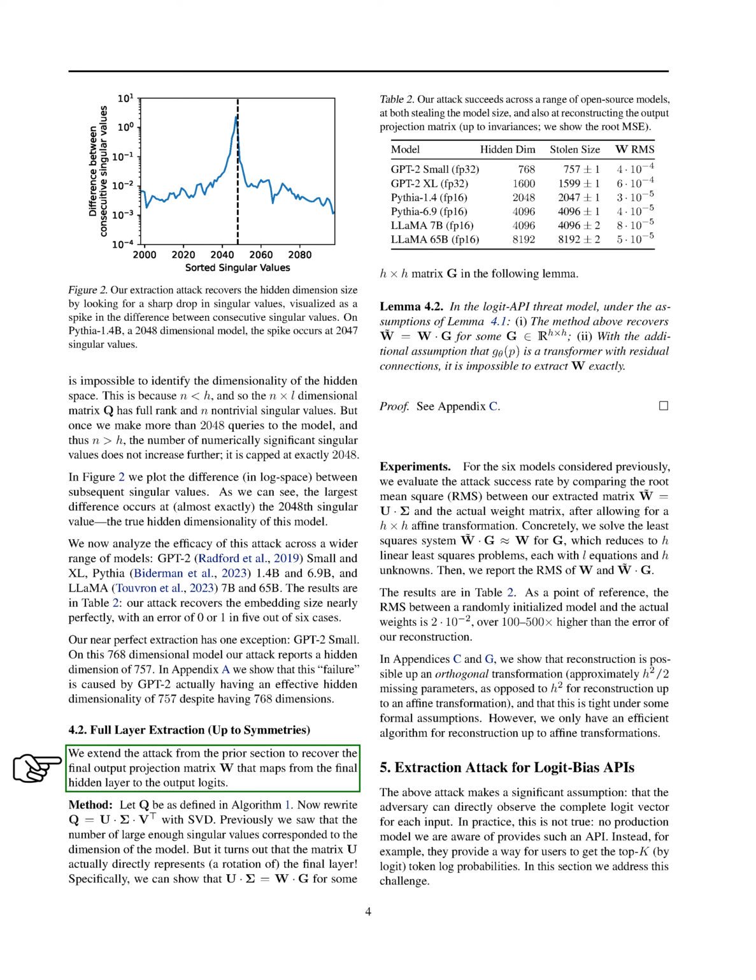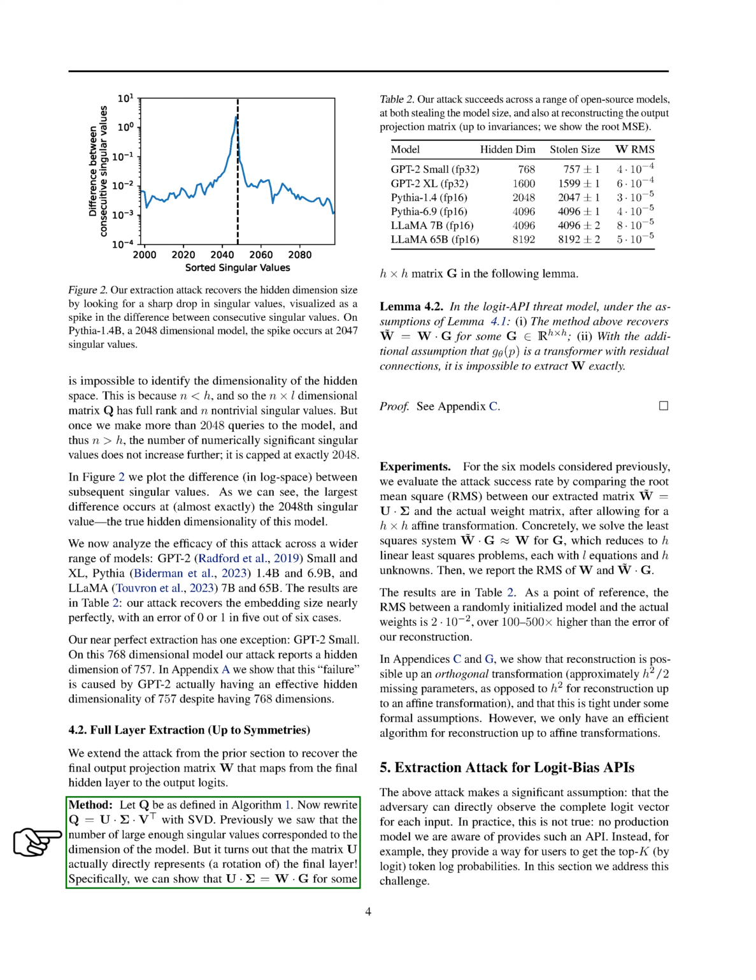Section. Full layer extraction, up to symmetries. In this section, we extend our attack to retrieve the final output projection matrix, W, that connects the last hidden layer to the output logits. We define Q using the algorithm and express it as Q = U·Σ·V^T using singular value decomposition, SVD. Surprisingly, the matrix U directly represents the final layer, acting as a rotation. We can demonstrate that U·Σ = W·G for a matrix G of size H×H in a lemma.